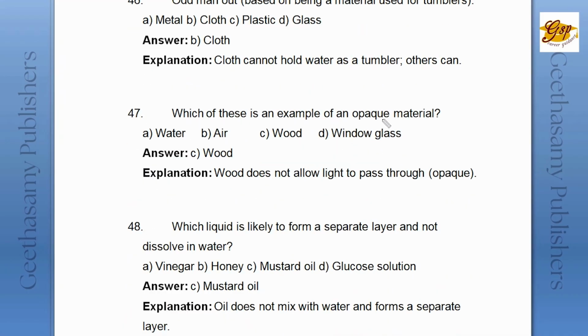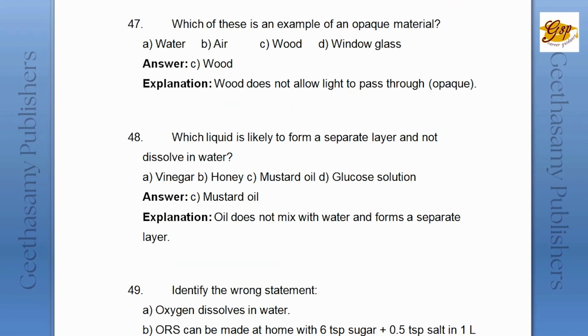Then 47th question. Which of these is an example of an opaque material? Water, air, wood, window glass, right? It is wood that is opaque. Wood does not allow light to pass through, so it is opaque.